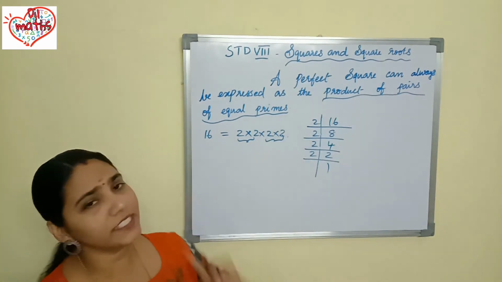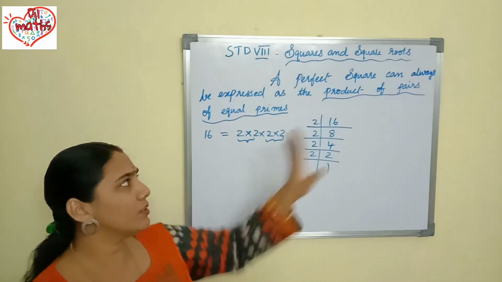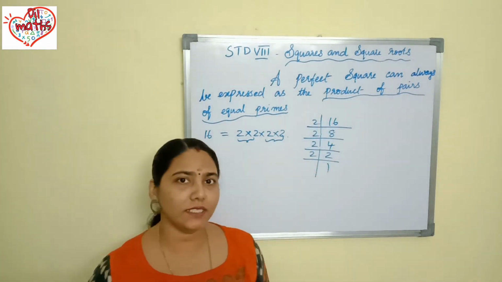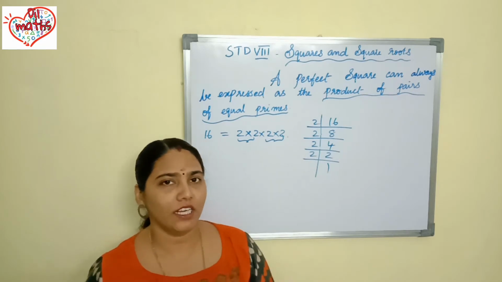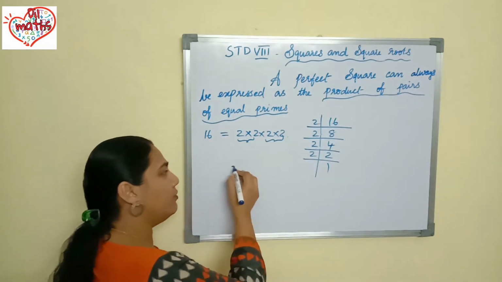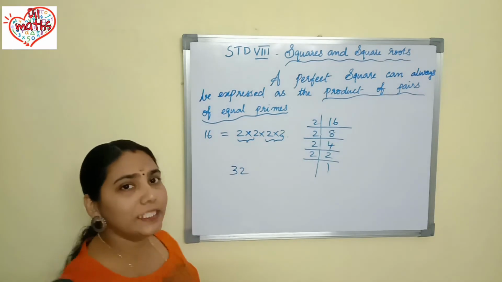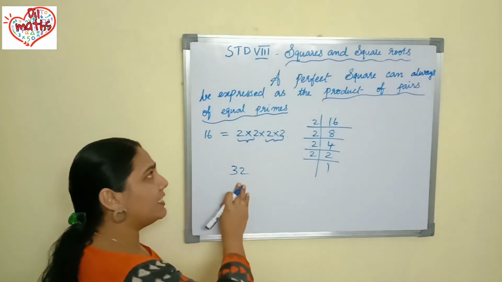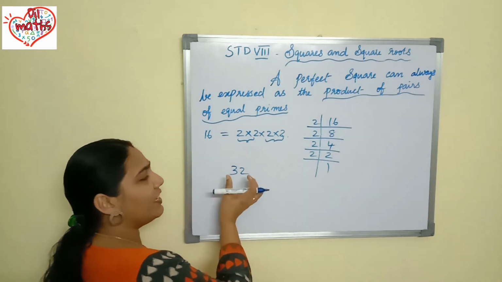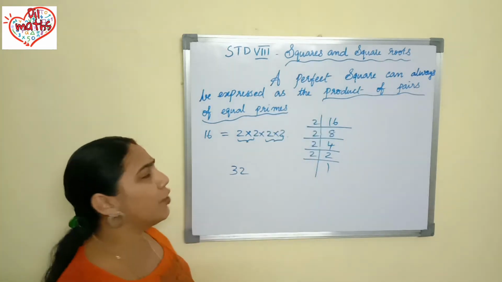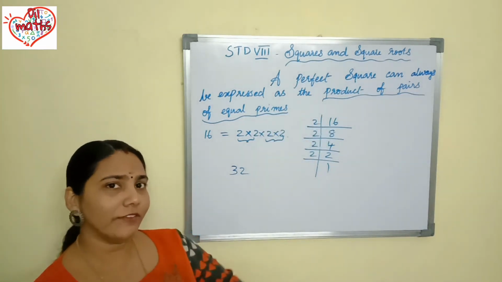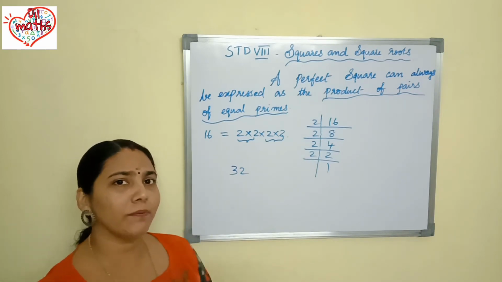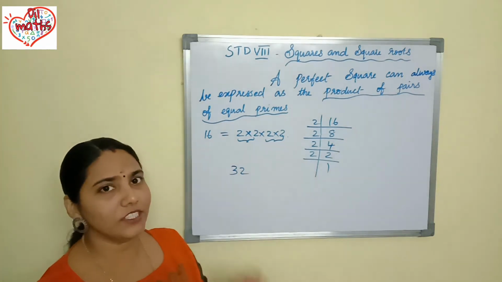What is the use of this fact? Why are we using this? Where are we using this fact? To check whether a number is a perfect square or not. If you get a number like 32, we should check whether it is a perfect square or not. For that, what should we do? First, we should factorize this, and check whether we can write it as the product of pairs of equal primes. If we are not able to write it as the product of pairs of equal primes, it is not a square number. We will check that.